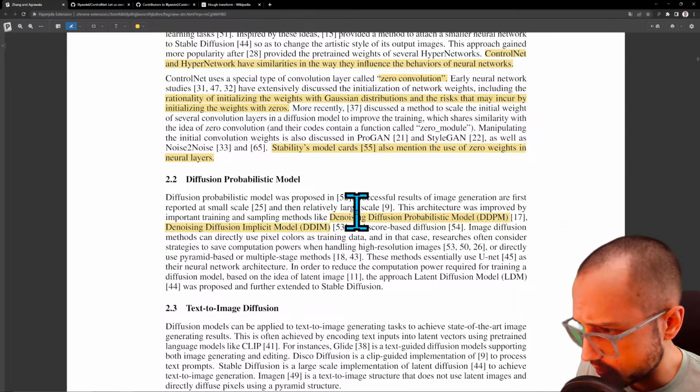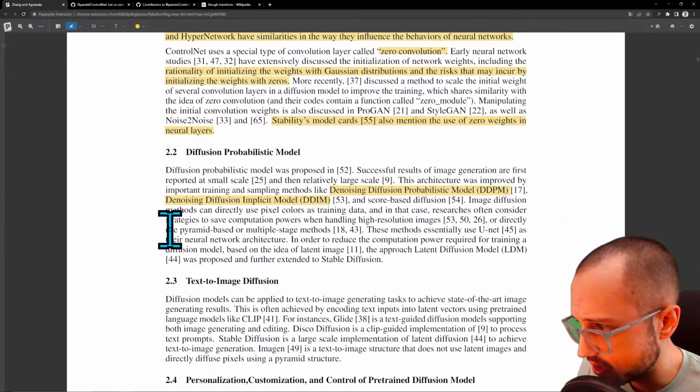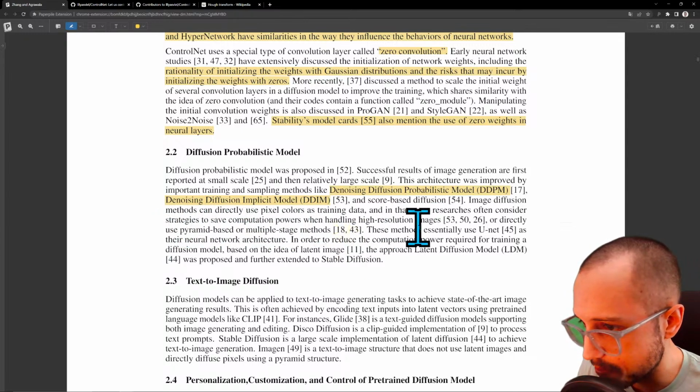Score-based diffusion, so this is just a little summary of diffusion models. Image diffusion methods can directly use pixel colors as training data, and in that case, researchers often consider strategies to save computation power when handling high-resolution images, such as pyramid-based or multiple-stage methods. Methods essentially use the UNet as their network architecture, and to reduce the computational power, there is the idea of a latent image, the approach of a latent diffusion model.